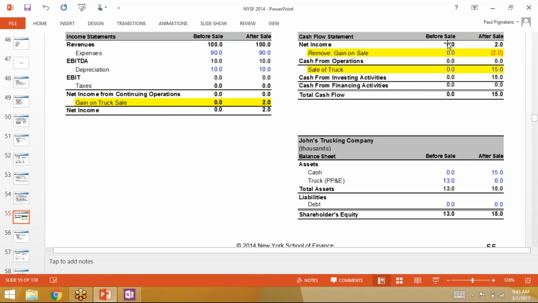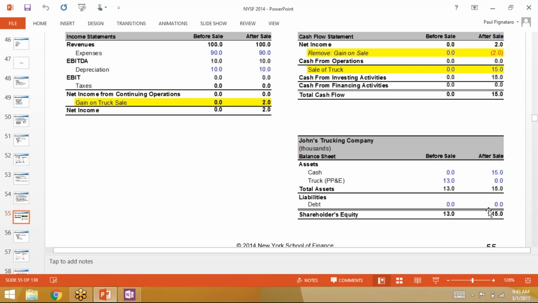And on the cash flow, net income is zero, and there's no other cash flow adjustments to that. Very simple. What happens after the sale? To illustrate how a divestiture works, after the sale, we've collected $15 million, right? Our truck has gone to zero, okay? And our shareholders' equity, in order for it to balance, must go up from 13 to 15.